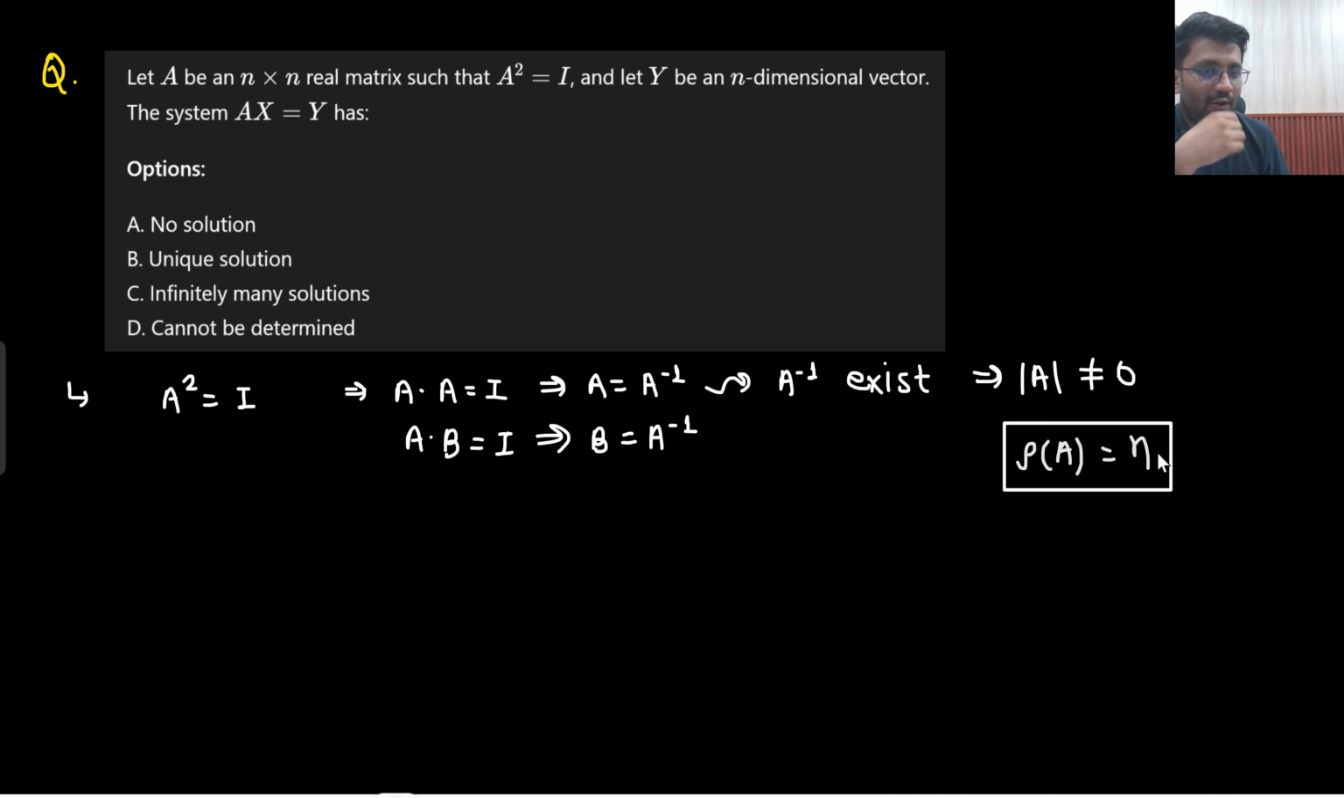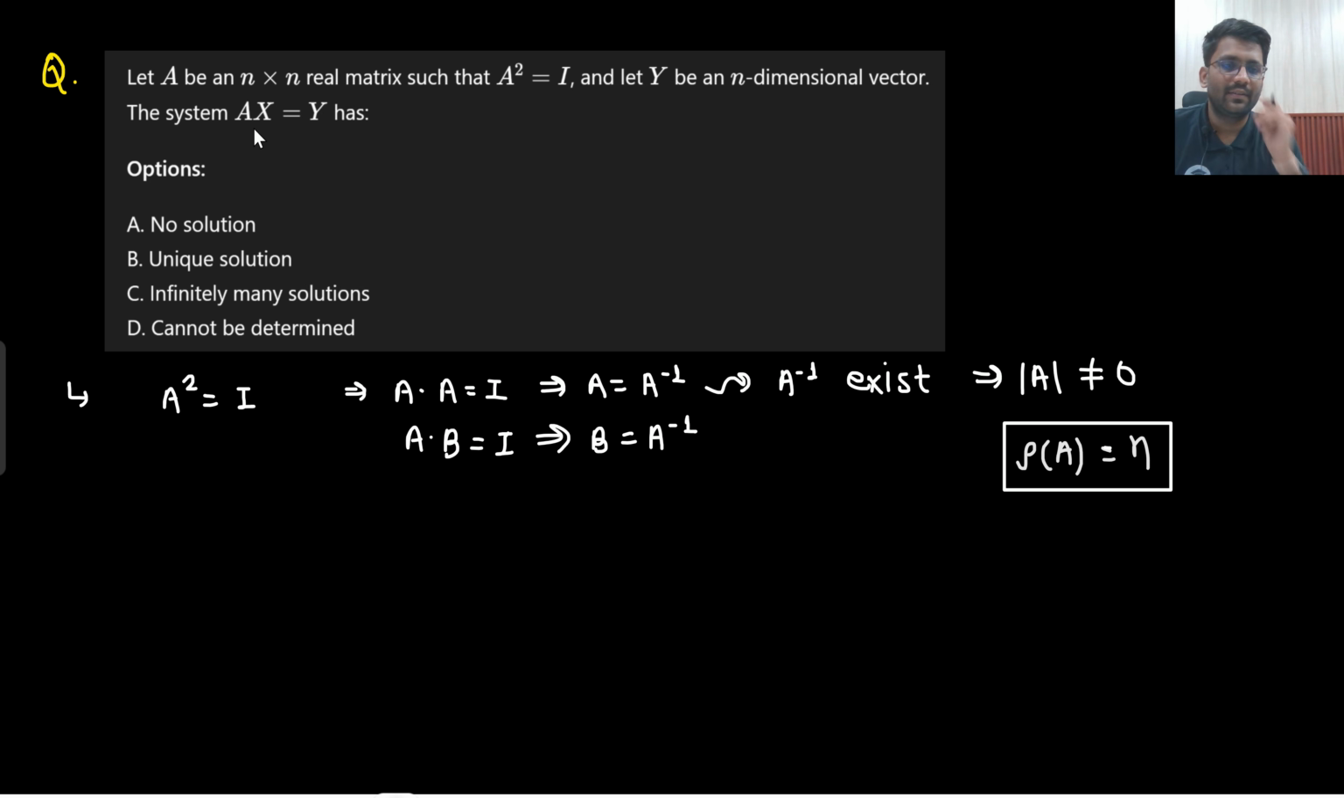Right? And if rank of A is n, did you understand? A squared equals I was given, A into A equals I, B is A inverse, then A will be A inverse. That means A inverse exists. If A inverse exists, that means determinant of A will not be equal to 0. If determinant of A is not equal to 0, that means it is a full rank matrix. That means rank of A is nothing but n.